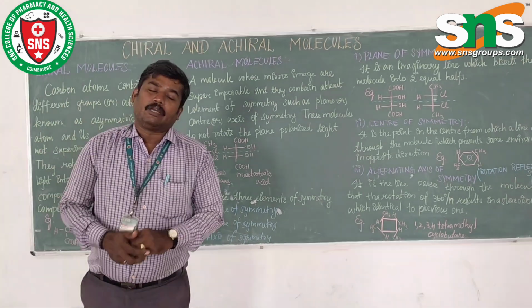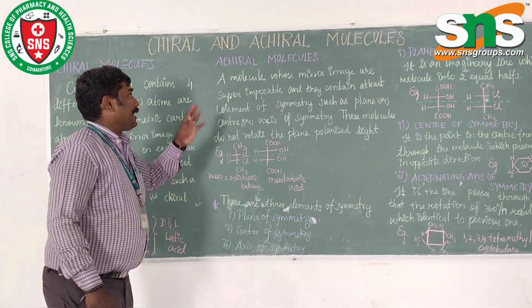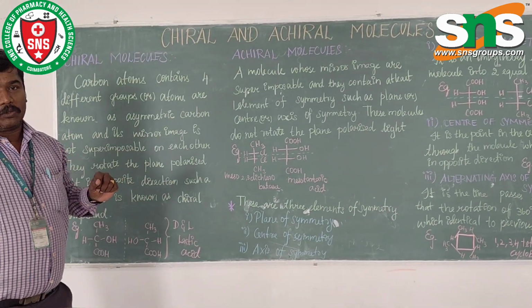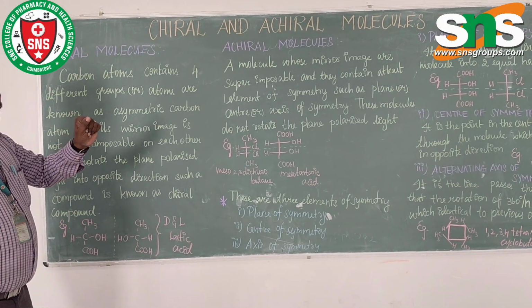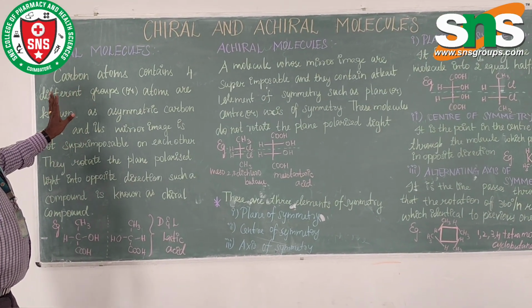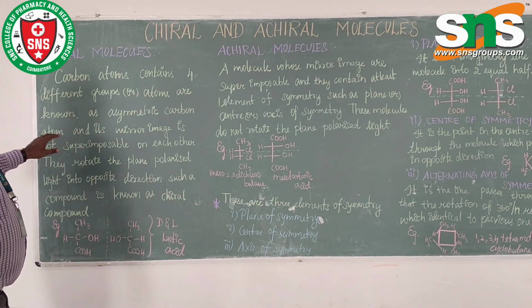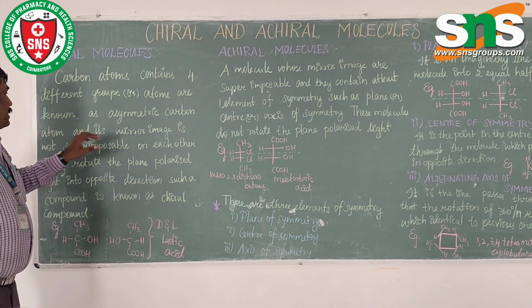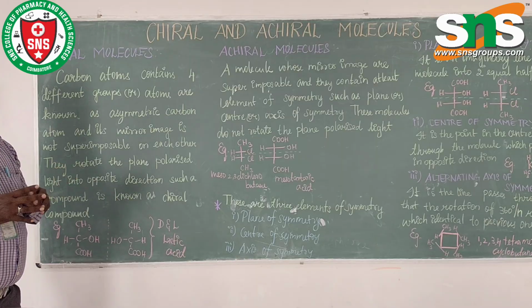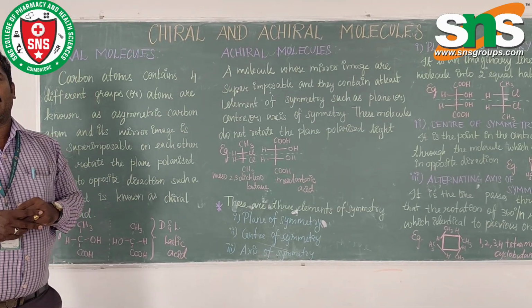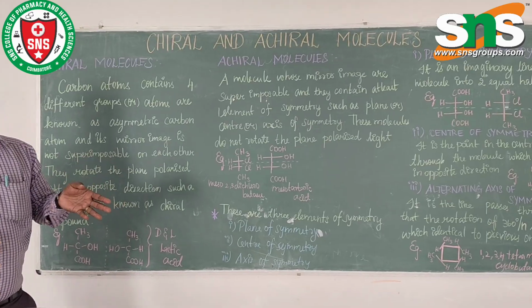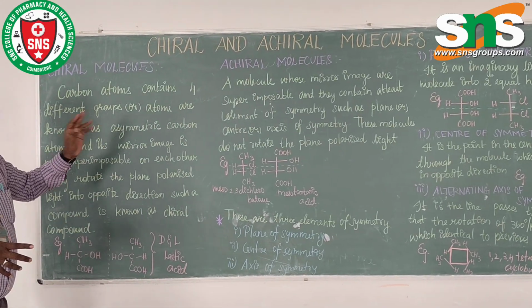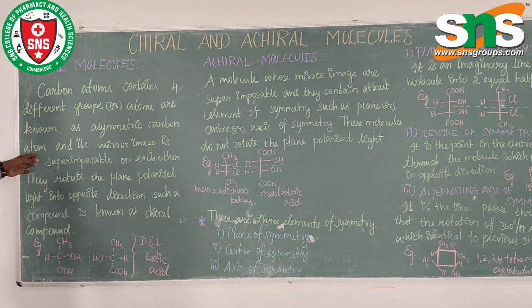Hello everyone. Now we are going to discuss chiral and achiral molecules. What is a chiral molecule? Normally, carbon atoms that contain four different groups or atoms are known as asymmetric carbon atoms. The carbon has four valencies, and to those valencies four different groups or atoms are attached to the same carbon atom. They are known as asymmetric carbon atoms.